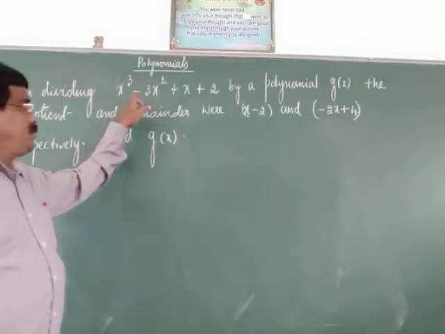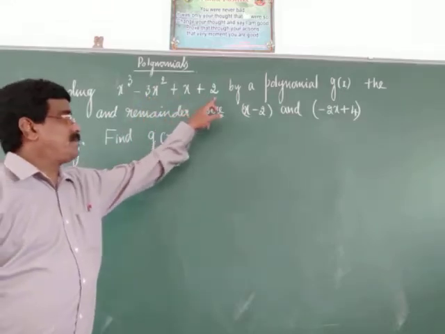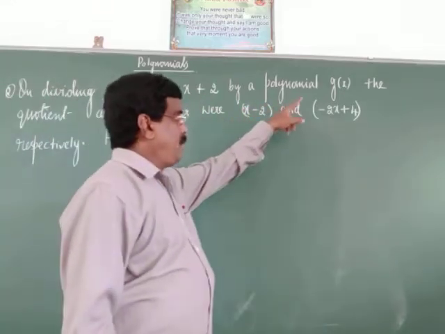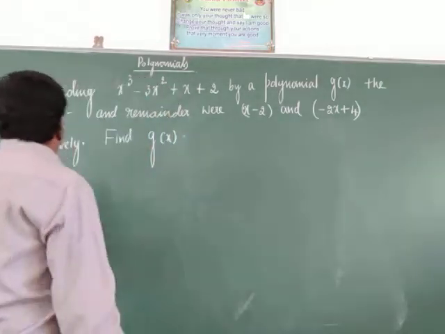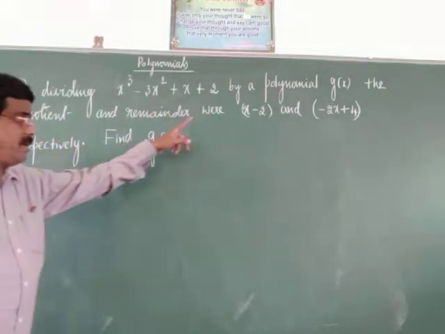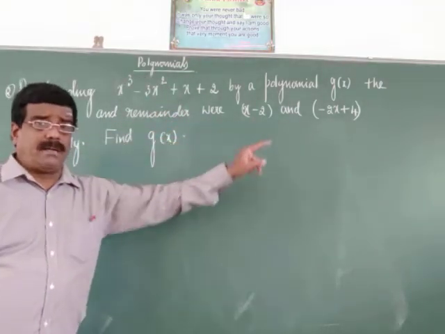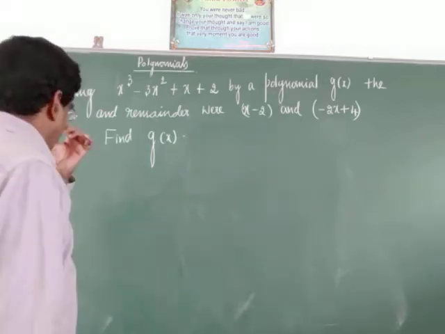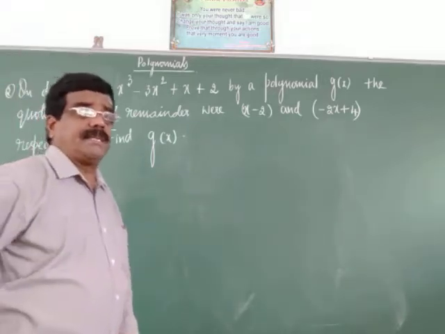On dividing x cube minus 3x square plus x plus 2 by a polynomial g of x, the quotient and the remainder were x minus 2 and minus 2x plus 4 respectively. Find g(x).